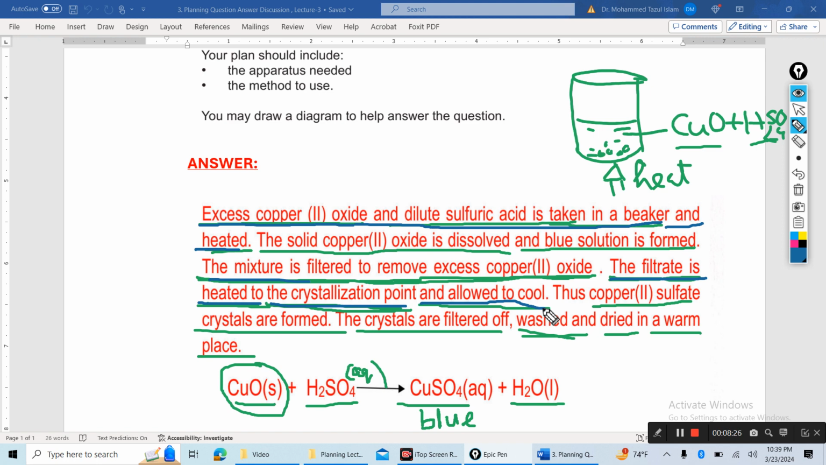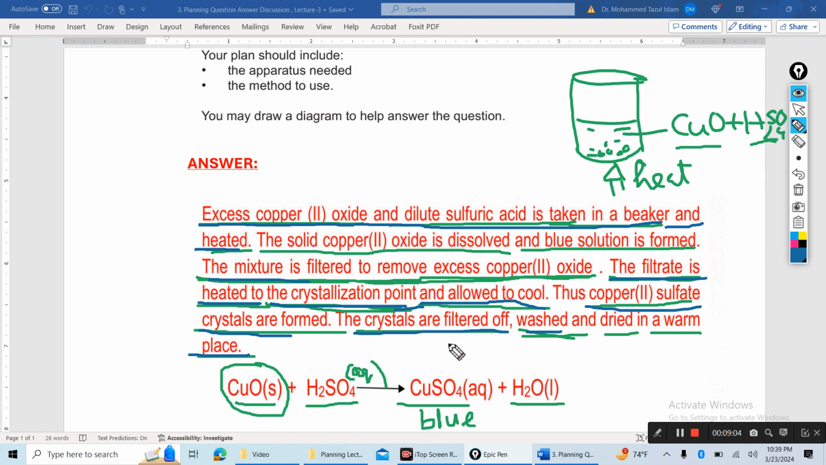When you see crystals starting to form, you can understand that the solution has become saturated, and this is known as the crystallization point. After reaching the crystallization point, you stop heating and allow it to cool. After cooling, you will see copper(II) sulfate crystals are formed. Then the crystals are filtered off, washed and dried in a warm place. Then you will get pure copper(II) sulfate crystals.